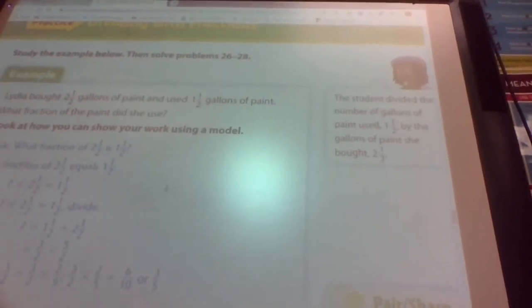Jarvis, go sit down. Jarvis, sit down. All right, so what fraction of 2 1/2 is 1 1/2? It says some fraction.